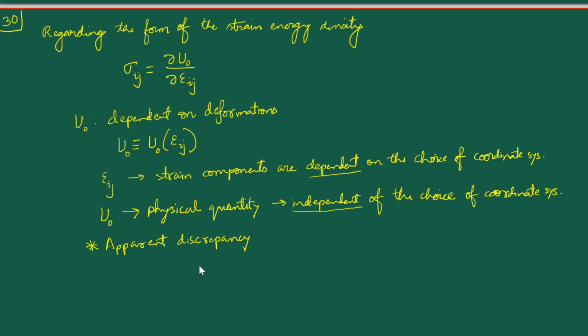In fact, back in our course of applied elasticity, we had done some problems and discussed this particular aspect. So going forward, what we'll say is that while our initial thought was that u naught would be a function of epsilon ij, in reality, to fix this apparent discrepancy between the dependence and the independence of the choice of the coordinate systems, what you have to really say is that u naught is actually a function of the strain invariants, I1E, I2E, and I3E. These are the three strain invariants.